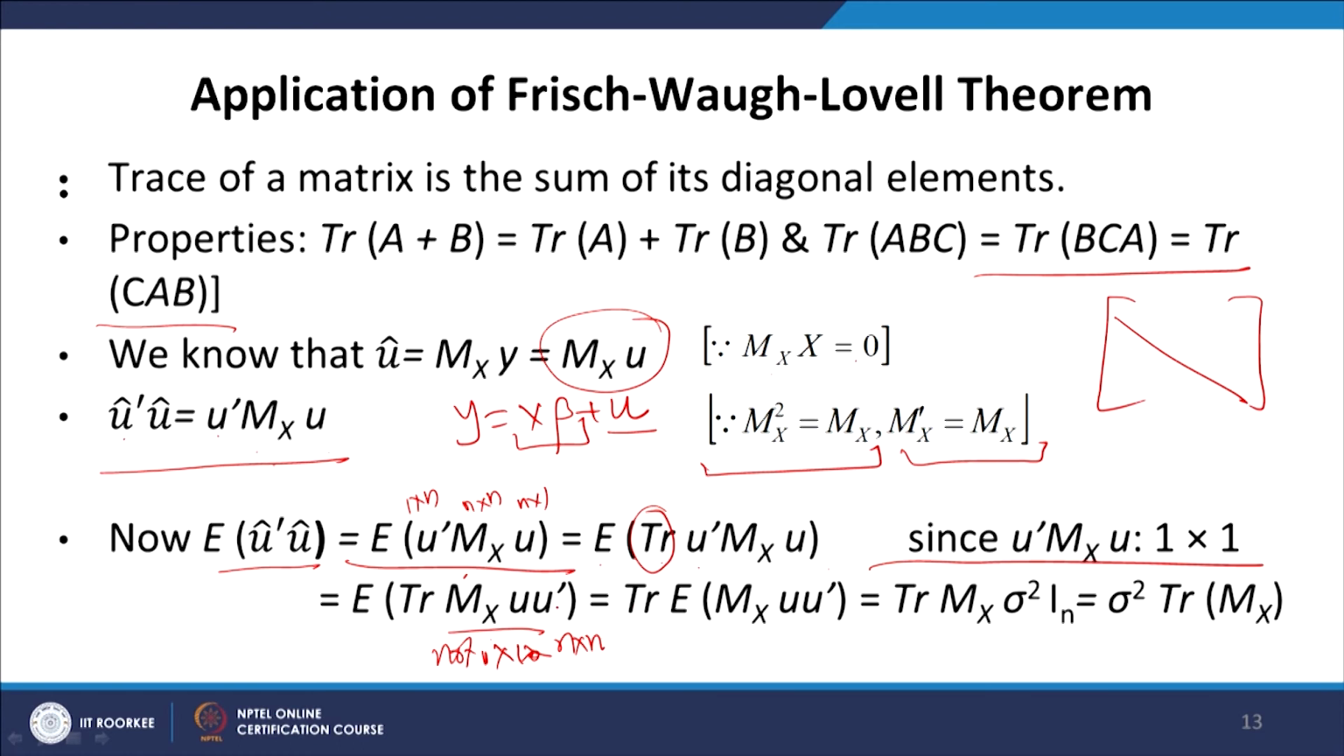Now, I take the trace operator outside and the expectation goes inside, and Mx is actually non-random, given that it depends only on the values of x and we are conditioning upon x. So, Mx is non-random, Mx comes out, and the expected value of u u prime is sigma square I n, which has already been proved. Sigma square being a constant, it also comes out. So, I am left with the trace of Mx I, which is Mx because I is an identity matrix. So, sigma square trace Mx.